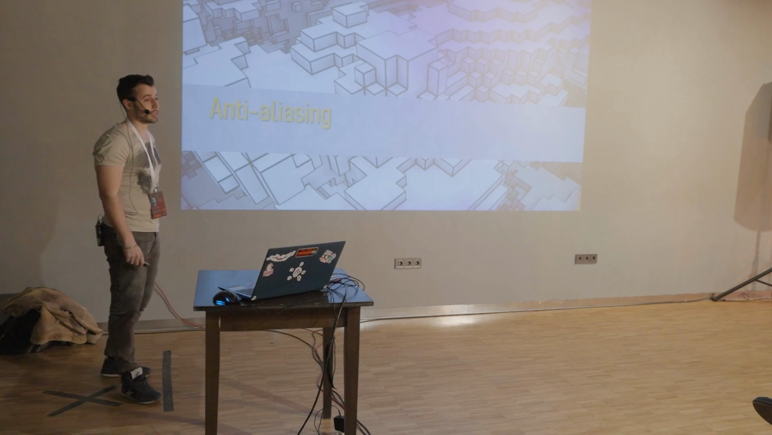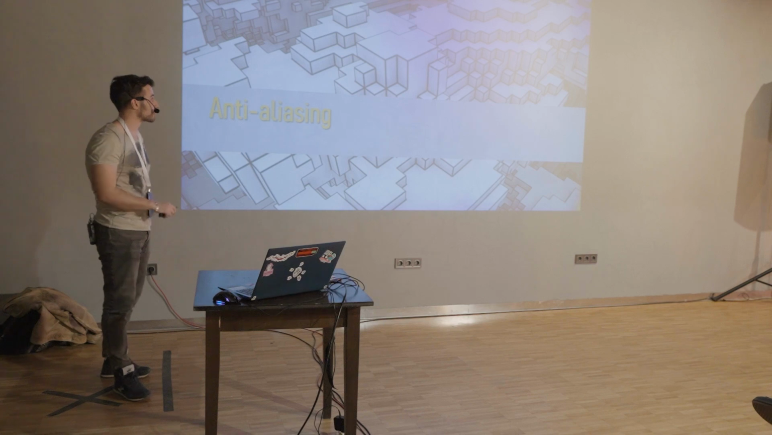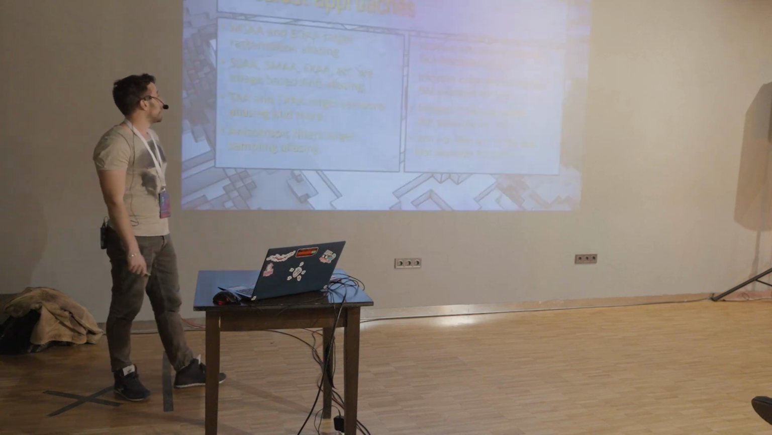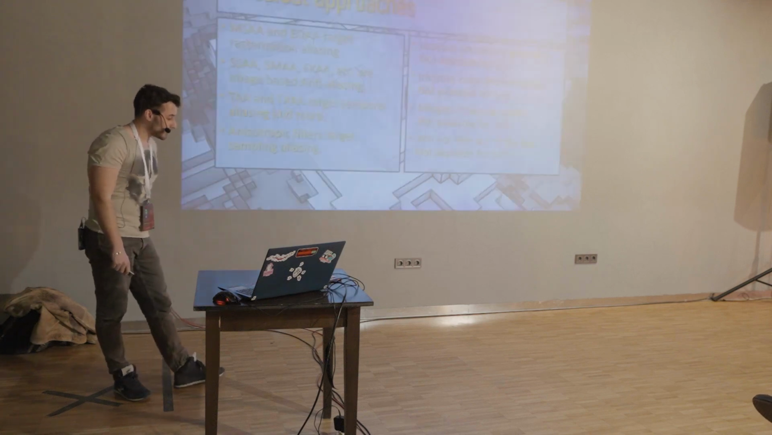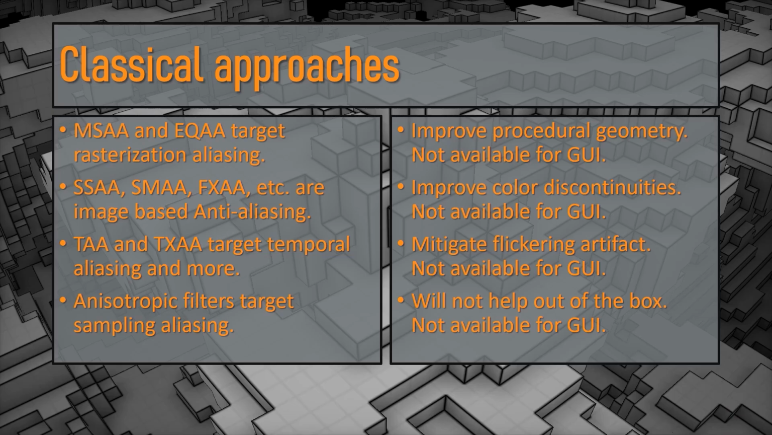Let's talk about anti-aliasing, because once you do your fancy effects, you see that the resolutions are insufficient and so on. There are a lot of options for anti-aliasing, and none of them works for your procedural geometry usually. There is multi-sampled anti-aliasing. It's unusable for your case.